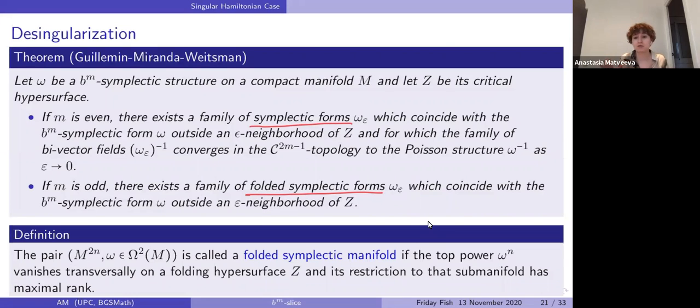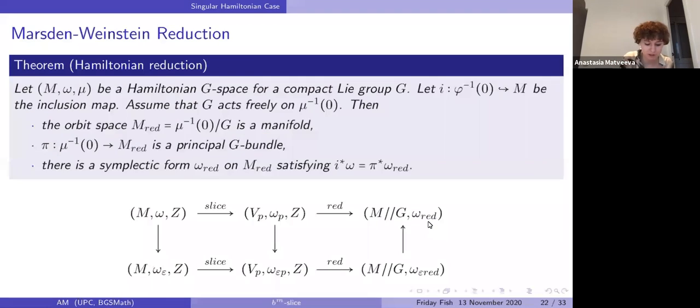Okay, why do we need desingularization? Why do we want to look at it? We want to look at it because of the reduction. We know what Marsden-Weinstein reduction is for symplectic manifolds, but we want to understand what happens in our BM symplectic case. One way to do it will be going through the slice, this arrow, applying the Slice theorem and then doing the reduction here.